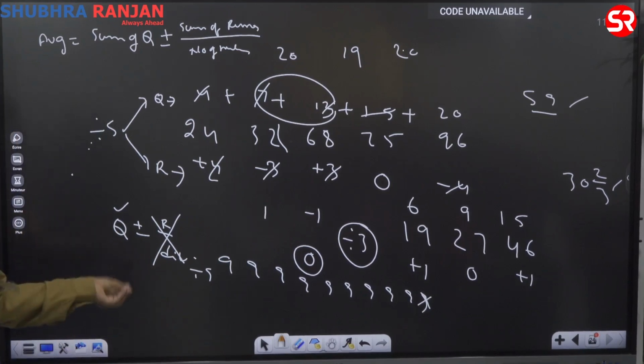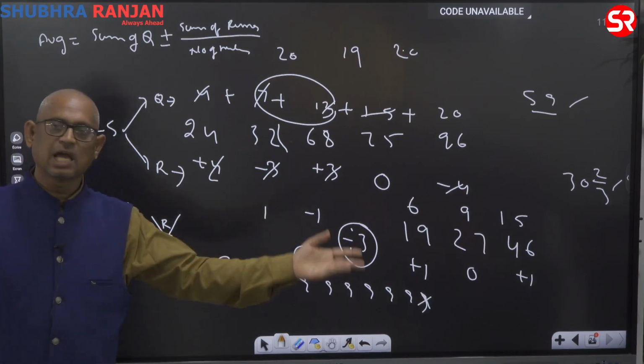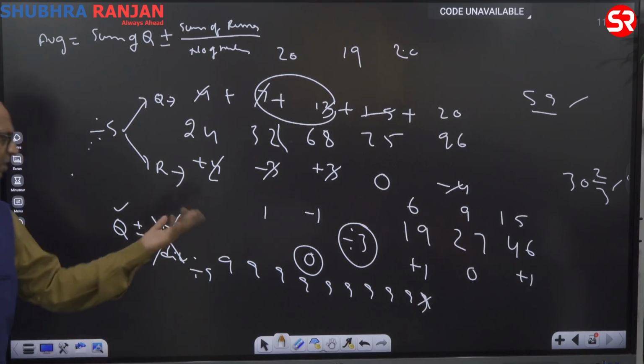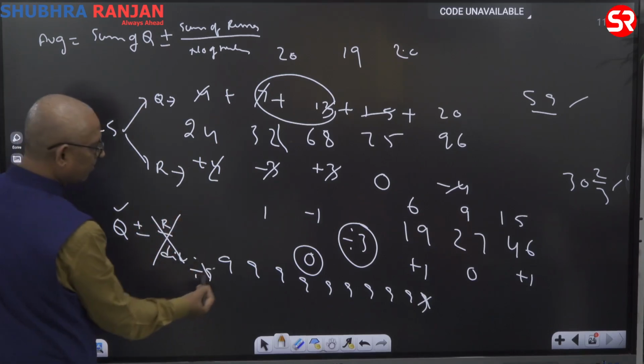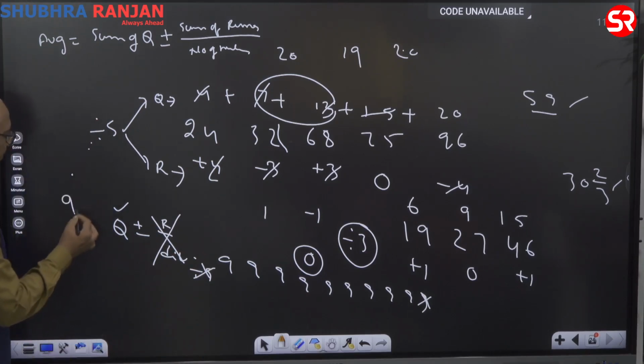Just for understanding purposes, I am telling. If the number is the same, the average will be the same, no? Whatever it may be, but you have to consider the number. So got it? So simply 9, 18.